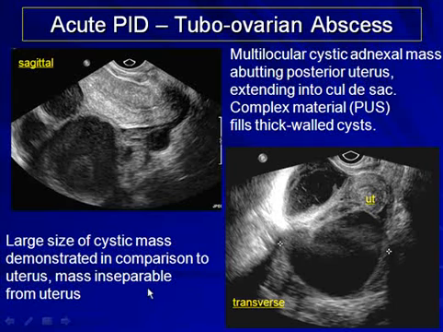As the disease progresses, we may go on to frank tubo-ovarian abscess, which presents as a multilocular cystic adnexal mass, which typically abuts the posterior aspect of the uterus. So here in sagittal is the uterus, and here we have a multilocular pelvic mass extending into the cul-de-sac. Seen here in transverse, the uterus is displaced slightly to the left, and we have multiple locules of this complex adnexal mass. The complex fluid represents pus.